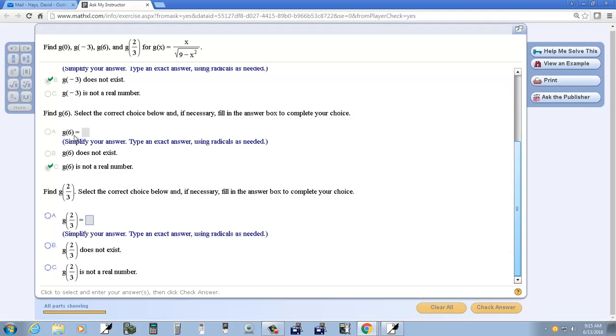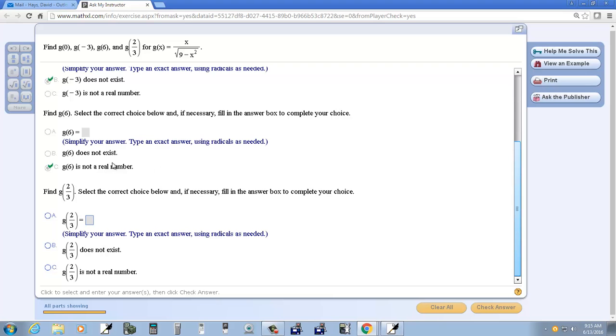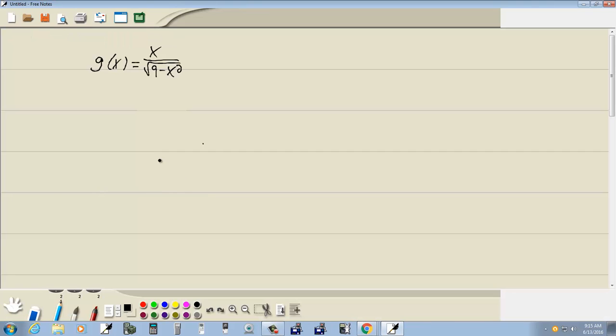Now this first one, g of 6, if you put 6 here, that's 6 squared. 9 minus 6 squared, 6 squared is 36. 9 minus 36 is negative, and that's not a real number. So that's why we come up with that. But you were asking, I think, specifically about g of 2/3.